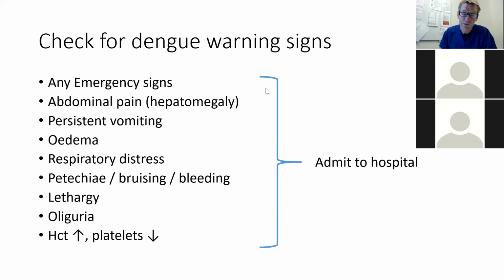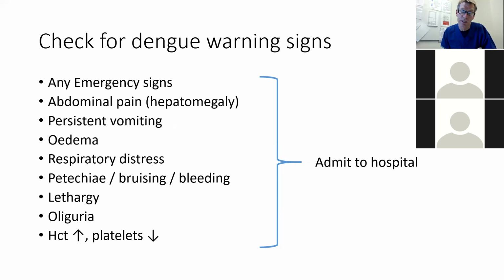Okay. If the child's got any emergency signs, or they've got any dengue warning signs, which are abdominal pain, like in the early stages, because often in dengue where there's accumulation of fluid, then the liver will become big, and that can cause abdominal pain. Or sometimes there can be ascites or congestion of the bowel, and that can cause abdominal pain.